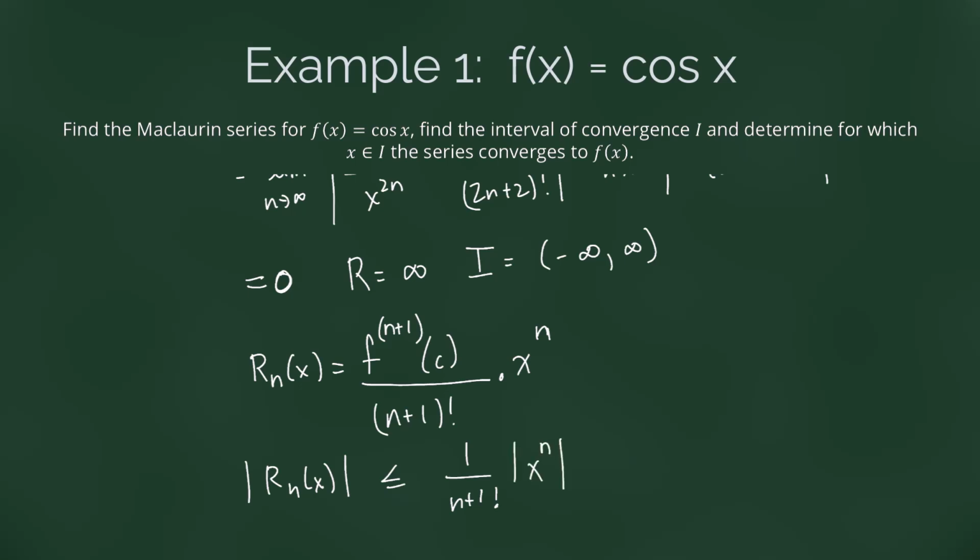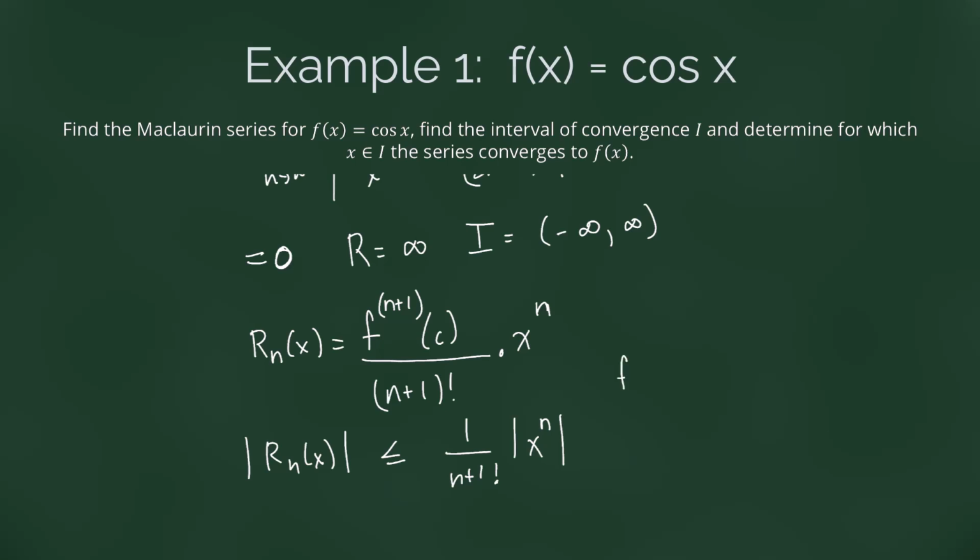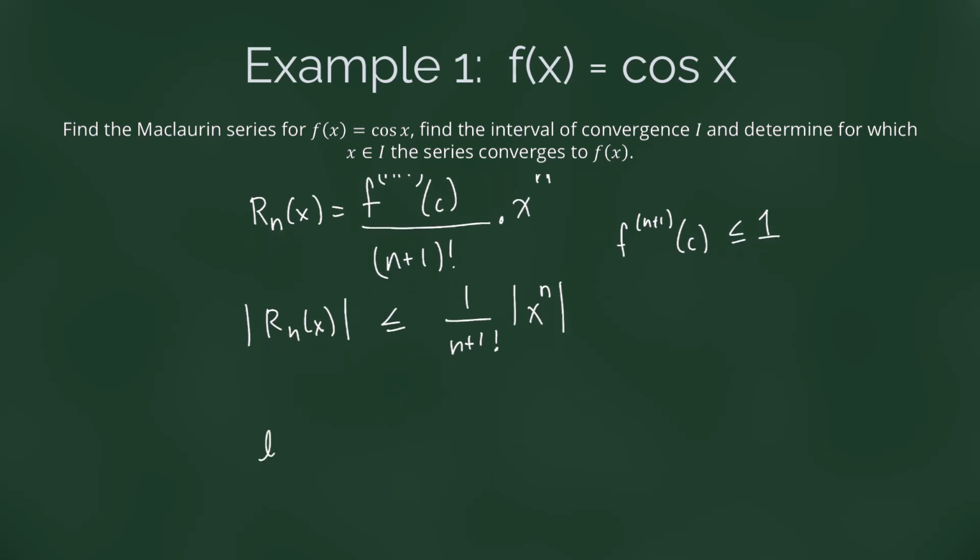because f to the n plus 1, the n plus first derivative, is always less than or equal to 1, because the n plus first derivative is either cosine, sine, or the negative version of each of those. So that is always less than or equal to 1. So if we take then the limit as n goes to infinity of the remainders, that's going to be less than or equal to the limit as n goes to infinity of x to the n over n plus 1 factorial. We can put some absolute value bars on that.